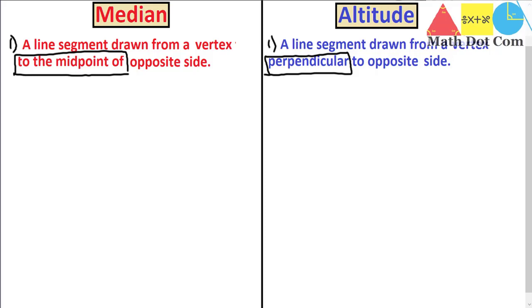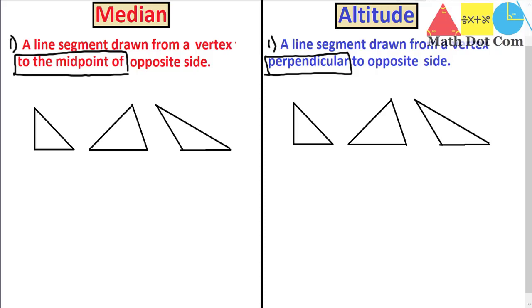So let's draw them so that you can easily understand how they differ, and you will understand the definition in a better way once I draw it. These are the three different types of triangle that I have chosen to draw the median in, so that you can easily understand the concepts both in terms of median as well as altitude. First of all, we will draw the medians.